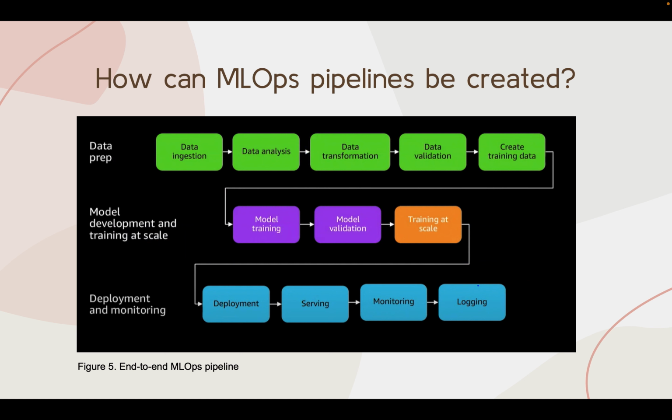To create a pipeline, we'll start by ingesting the data, and this happens in the data pipeline step. There are a couple of steps to perform in the data pipeline step: data analysis, data transformation, data validation, and creating training data before starting developing the model. The model development process includes developing model training code, model validation, and training. And the last step following this is the model deployment and monitoring.